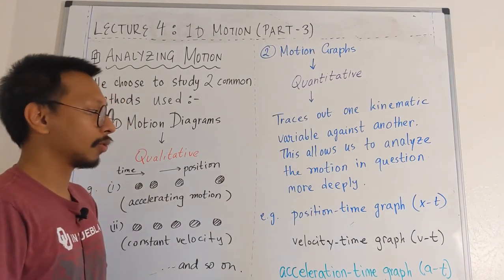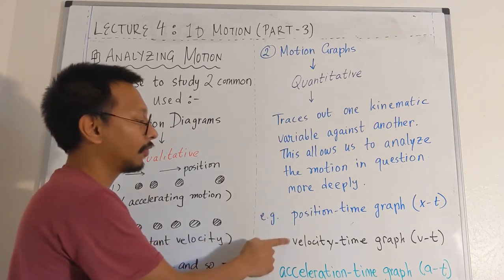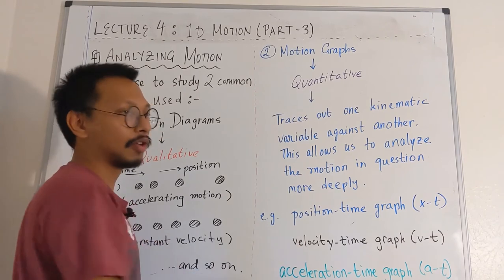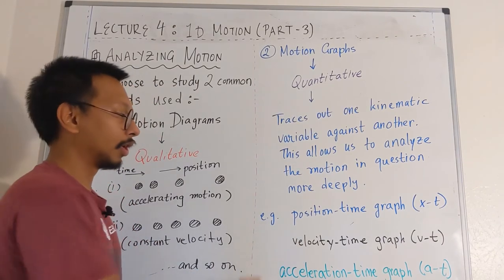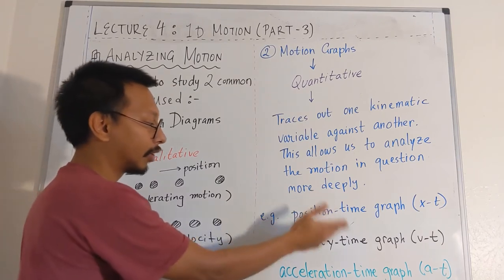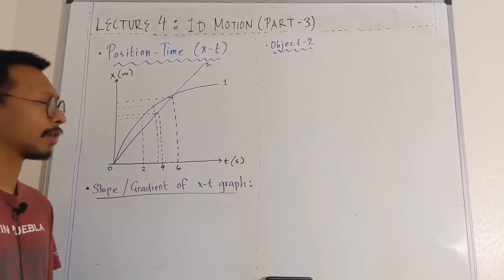The important thing to realize, and we will see examples of it, is that all of these three are connected to each other. So from a position time graph, you can trace out the velocity time graph. From an acceleration time graph, you can trace out a velocity time graph, and it goes back and forth as well. From velocity you can go to acceleration. So let's look at an example.